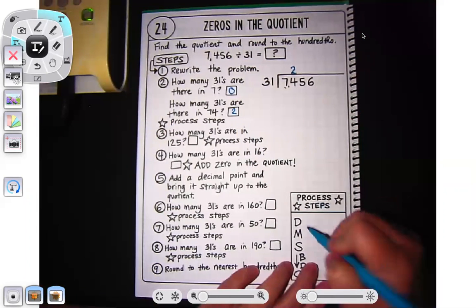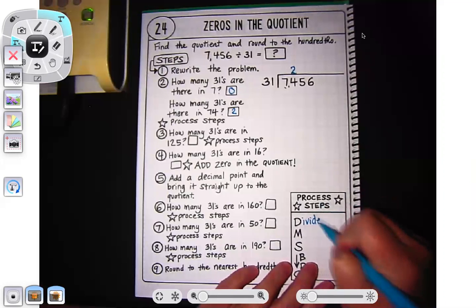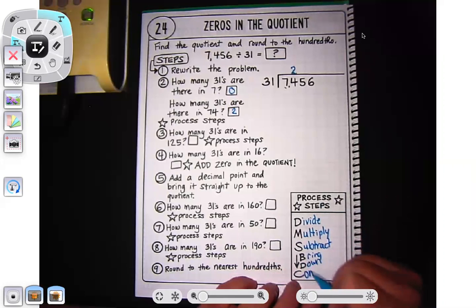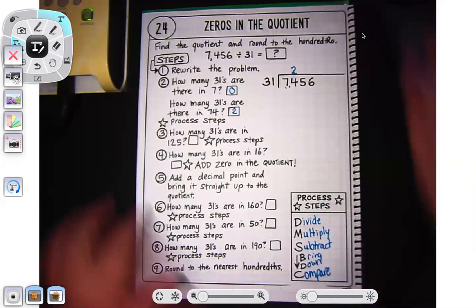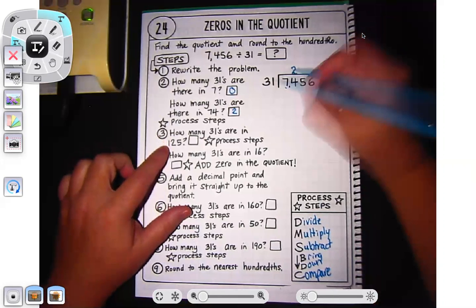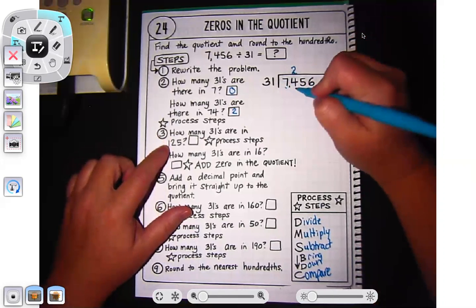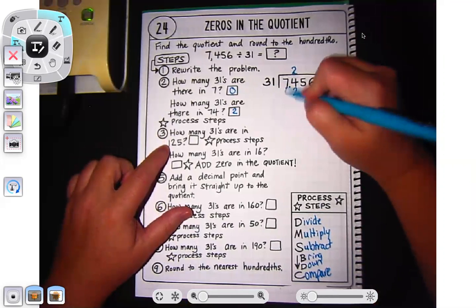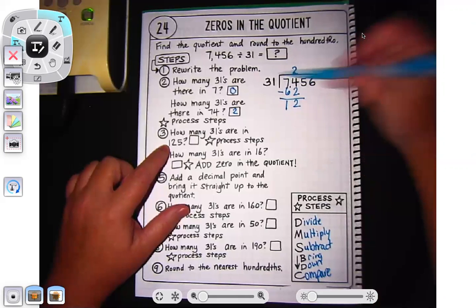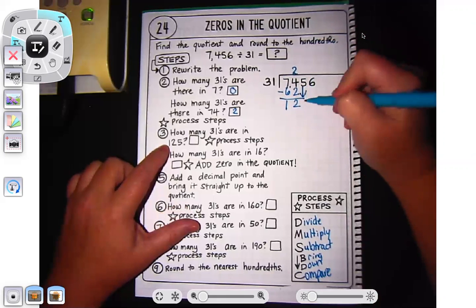Then we have to come down here and we have to divide, multiply, subtract, bring down, compare. All right, so 2 times 1 is 2. 2 times 3 is 6, so I'm going to subtract. Okay, checking. I'm going to bring down my 5.